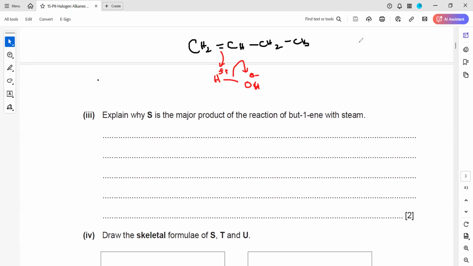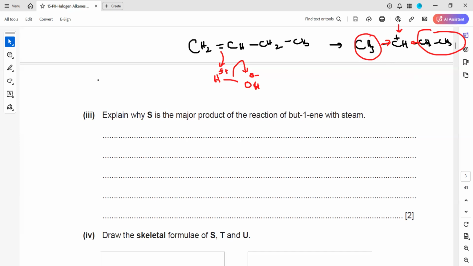So the major product is like this: hydrogen is added here, then CH, then CH2, CH3. You can see this is a carbocation in this form. This carbocation is surrounded by more alkyl groups, so it is a secondary carbocation, and the secondary carbocation is more stable because the alkyl groups are electron releasing groups. They push their electrons towards the carbon, and as a result the net positive charge on the carbocation will decrease.